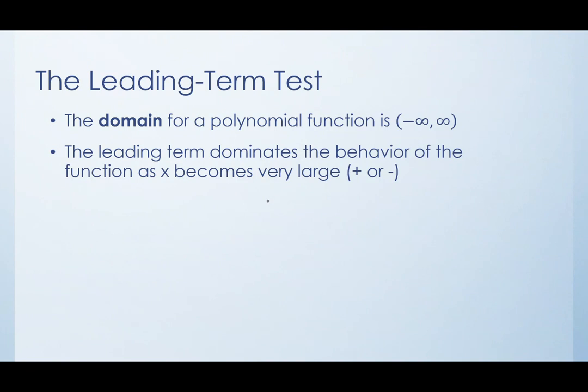So, leading term test. Of course, the domain for a polynomial function is going to be all real numbers, right? And the leading term dominates the behavior of the polynomial as x becomes very large, because 10,000 to the fourth is way bigger than 10,000 to the second or the third. When you get into really big numbers, the primary thing, the biggest thing that matters as far as the graph goes is that leading term. All the others become small potatoes comparatively.